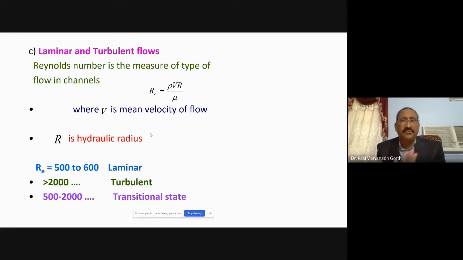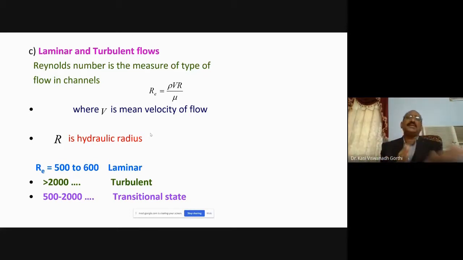It is not a type of flow. Please note that it is not a type of flow. It is the transitional state where the flow may exhibit the characteristics of laminar flow sometimes, and the flow may even exhibit the characteristics of turbulent flow at other times, between the values of the Reynolds number 2000 to 4000. This is all about the pipe flows.